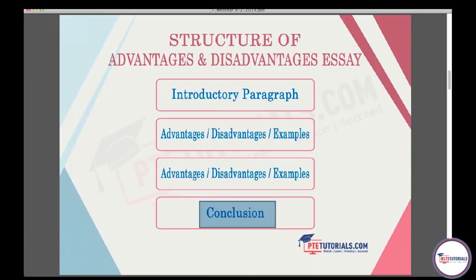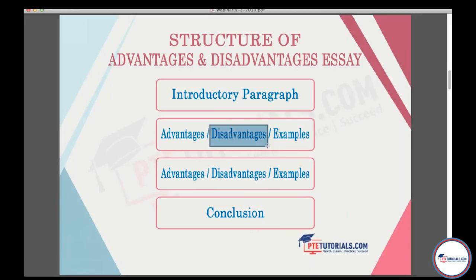What should be the conclusion then? The conclusion should be related to body para 1. Here, if you're talking about advantages, then your conclusion should be about advantages. If you're talking about disadvantages, your conclusion should be about disadvantages. What should we write then in the first para? How to select whether to write advantages or disadvantages? If you have more advantages than disadvantages, go with the first para. If you have more disadvantages, write that in body para 1. I'm talking about body para 1.